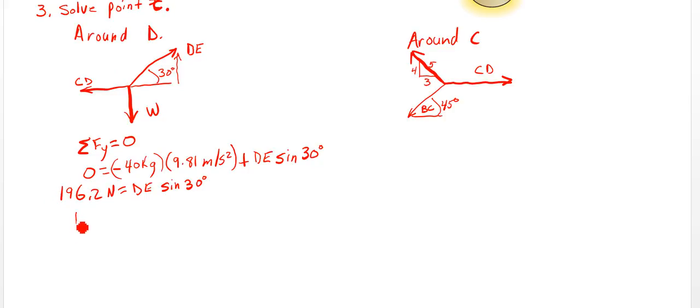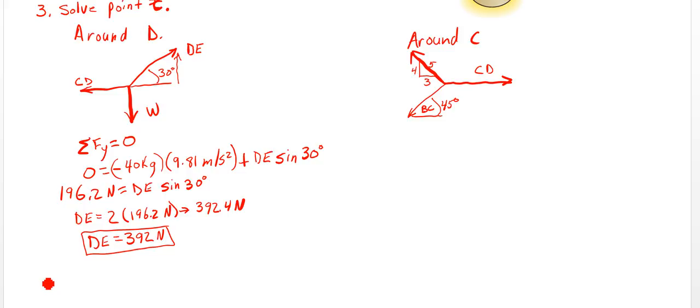So DE equals 2 times 196.2 newtons, so it goes to 392.4 newtons. And for significant figures then, DE is 392 newtons. So there's one of our tensions we need to find.